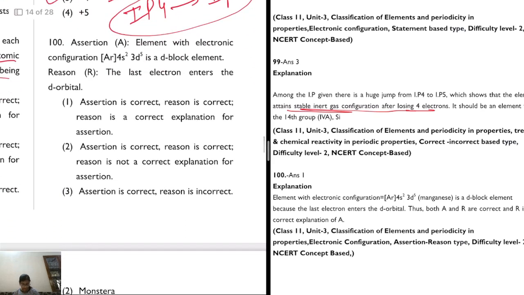Let's see the next question. This is the last question. It says an element with this electronic configuration is a d block element. Yes, the assertion is correct. Why? The reason states the last electron enters the d orbital. We all know that any block element we name after where the last electron is entering. So yeah, this is the correct answer.